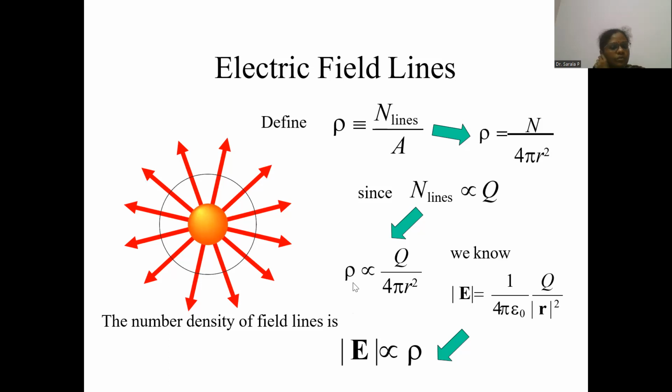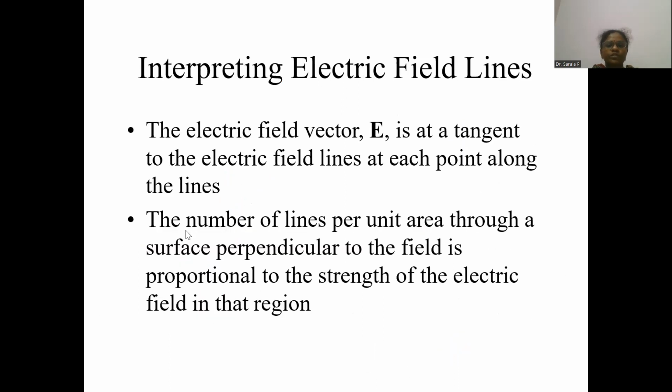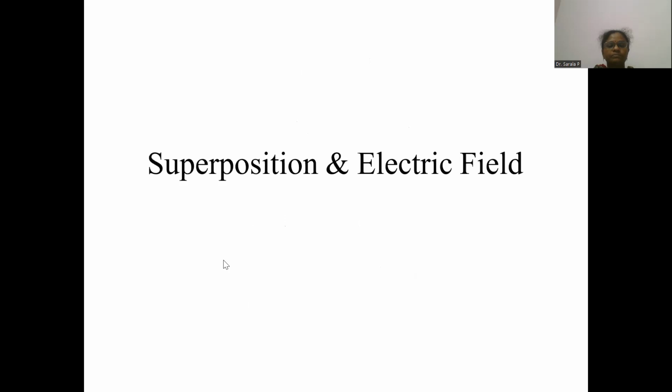Here rho is the density, which is proportional to Q by 4 pi r square. So electric field is 1 by 4 pi epsilon naught Q by r square. So E is proportional to rho. Interpreting the electric field lines, the electric field vector E is tangent to the electric field lines at each point along the lines. The number of lines per unit area through a surface perpendicular to the field is proportional to the strength of the electric field in that region.